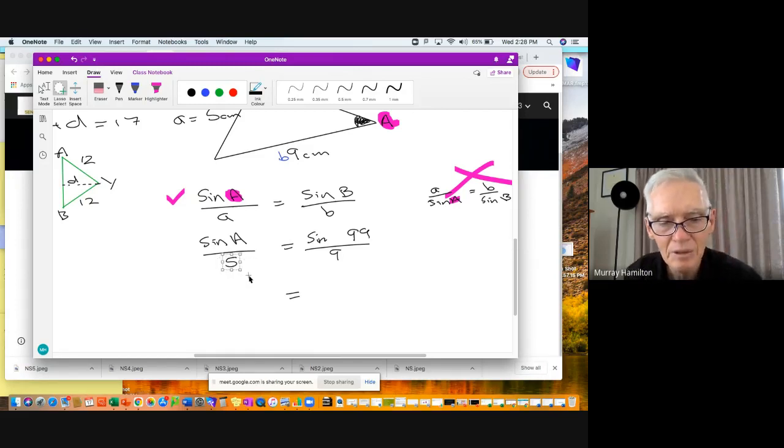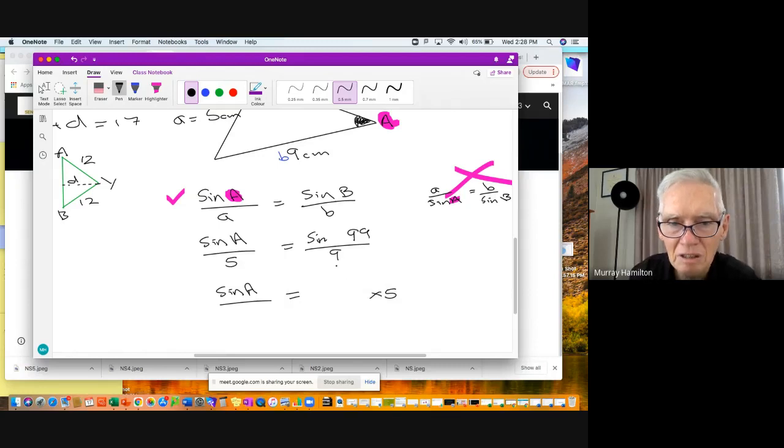At the moment, I'll copy the whole lot here, this side is on the left. We've got sine of A there. I want to get rid of that because I only want to find out what A is. So I'm going to take this 5, and because it's divided on the left, I'm going to times it by that answer on the right, which would be sine of 99 over 9. So that's what sine of A equals.